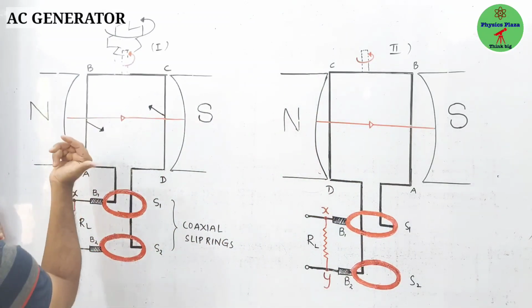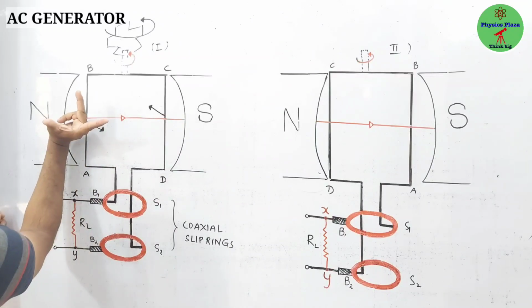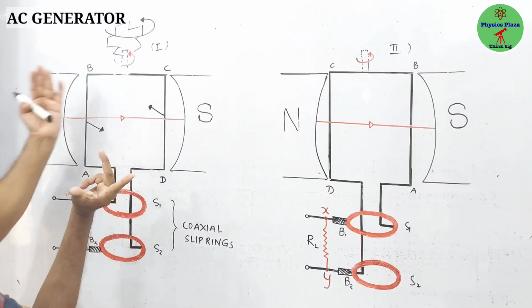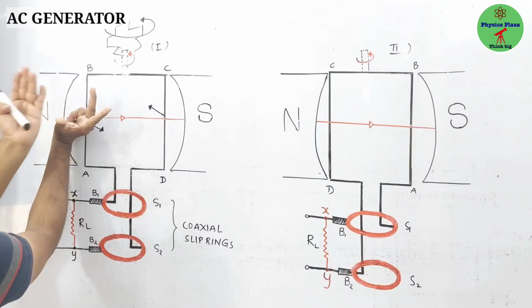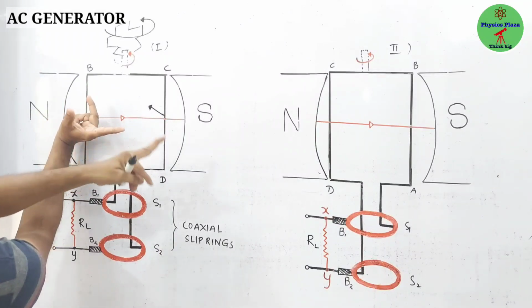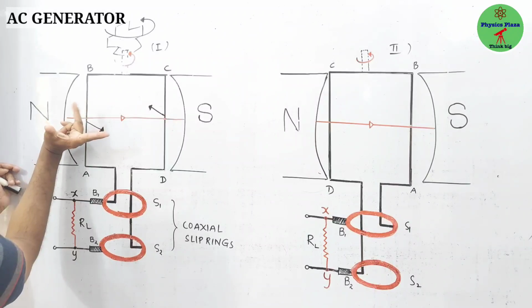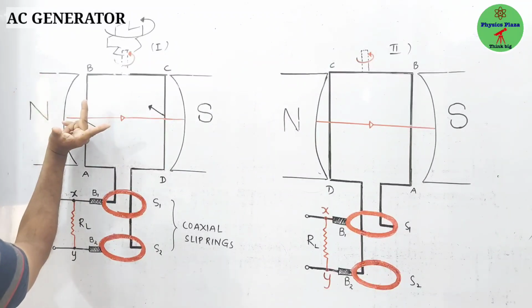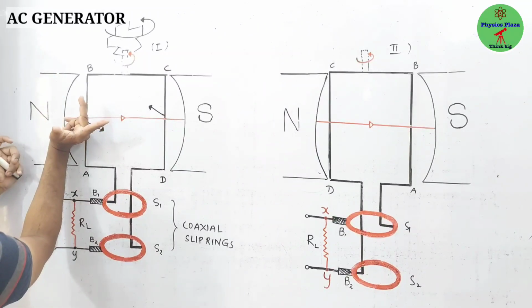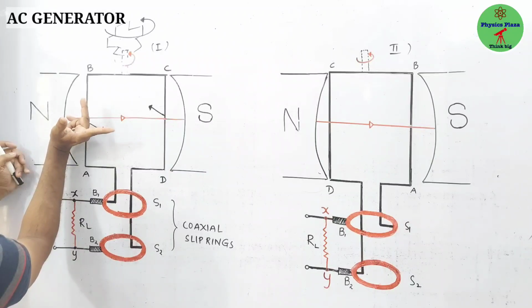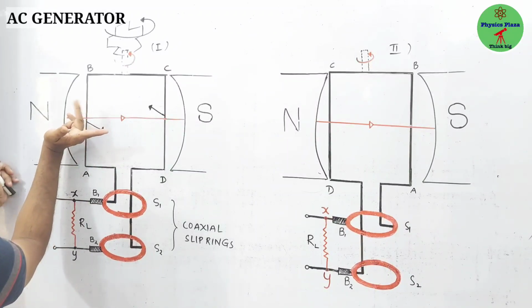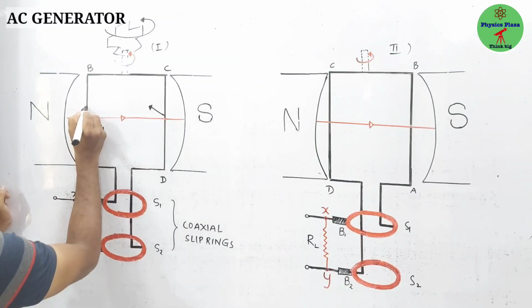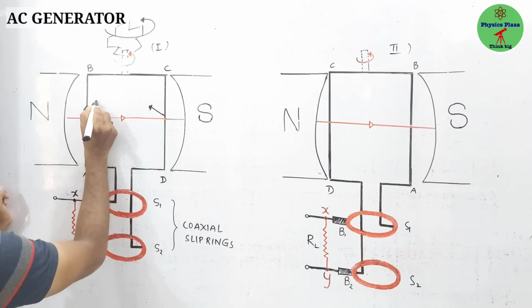For suppose, children, because AB is coming up, the thumb is in this direction. The forefinger is in the direction of the field. Then my central finger is showing A to B. Try to understand my central finger. The thumb is in the direction of motion, AB coming upward, towards the camera. The forefinger shows the field direction, north to south. The central finger shows A to B. So here the current flows from A to B.